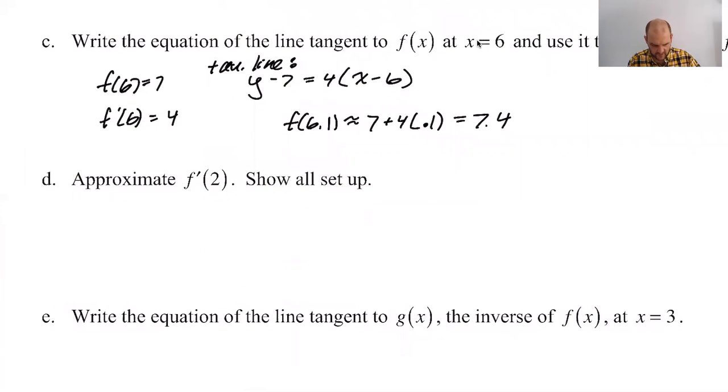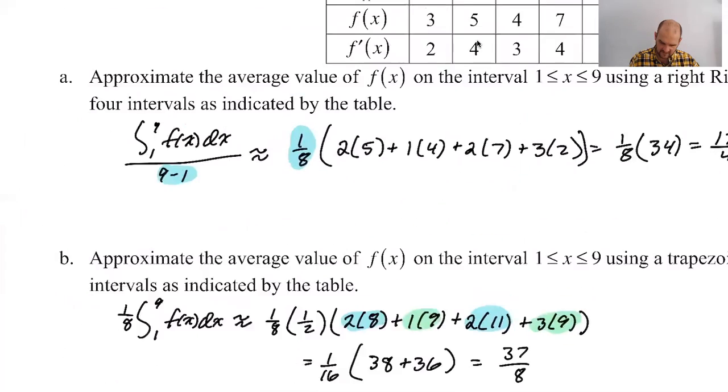Approximate f prime of 2. Remember, when you approximate f prime of 2, you don't use the values of f prime. You actually use a secant line. So I'm going to use a secant line, with the values that are the closest, one on the left and one on the right of 2. That's my plan. So let's go up and steal those values.